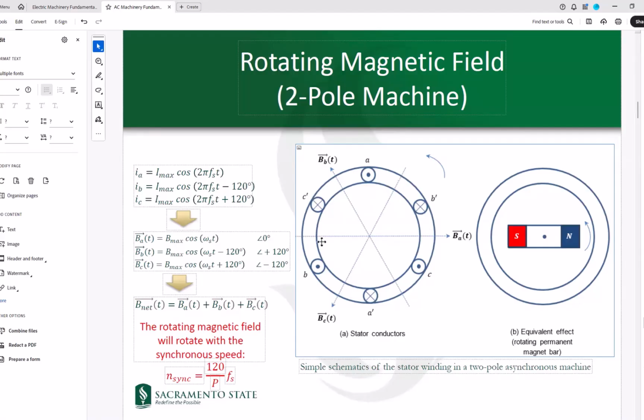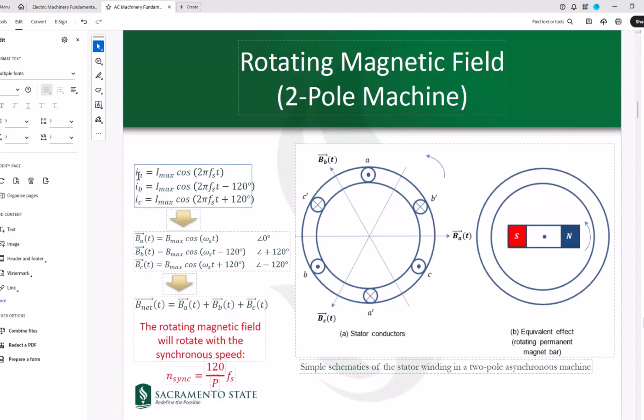This shows a very simple structure associated with three phases: AA', BB', and CC'. In each of these three sets of conductors, we have a sinusoidal current flowing. That happens on the stator. The current in phase A would be I max cosine of 2 pi f s t. The current in phase B and phase C would have 120 degrees of phase shift with respect to phase A.